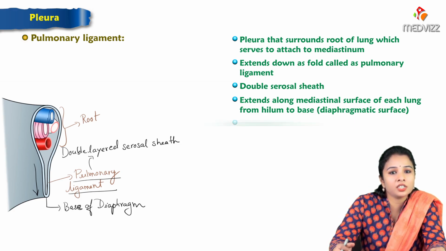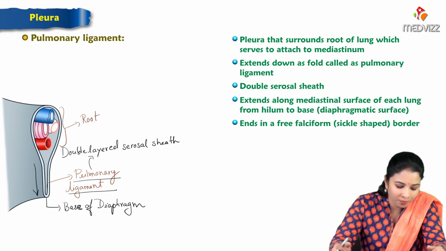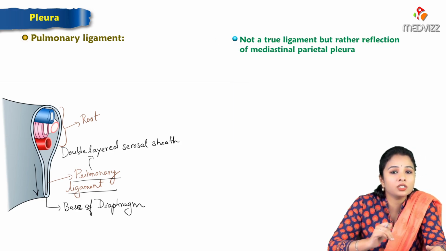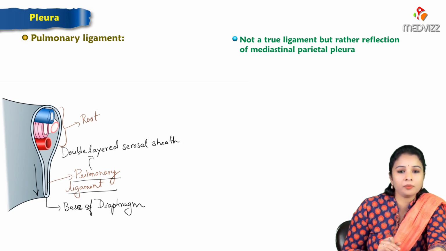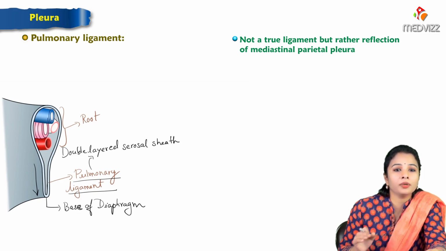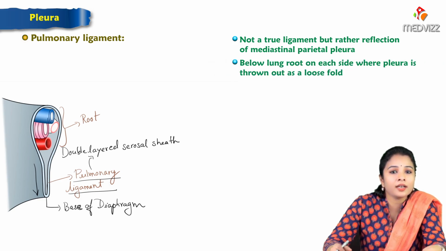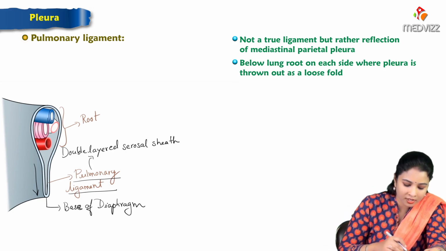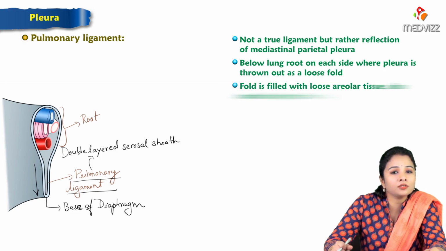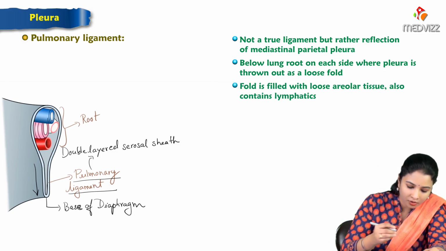And if you see the shape, it is a free falciform border. Falciform means sickle-like. It is not a true ligament, but rather the reflection of the mediastinal parietal pleura below the root of the lung, on each side where the pleura is thrown outside as a loose fold. So you can see it as a loose fold, and this fold is filled with loose areolar tissue.